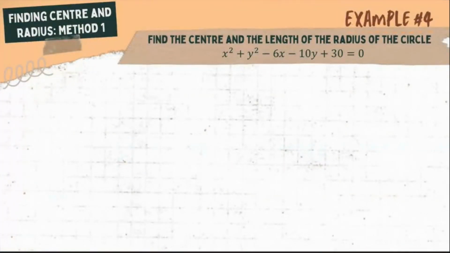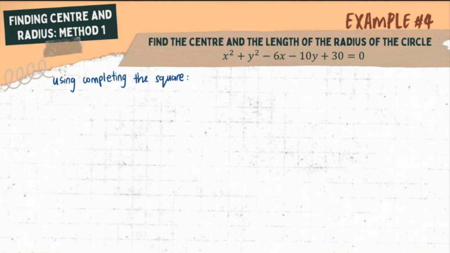Okay, let's look at the first example. So this example kita nak cari center dan juga length of the radius of this circle. So let's use method 1. Method 1 ni kita akan gunakan completing the square. So by using completing the square, first of all saya akan groupkan x square minus 6x next to each other plus y squared minus 10y next to each other and then saya akan letak negative 30 on the right hand side. Okay, now kita akan perform completing the square untuk variable of x.